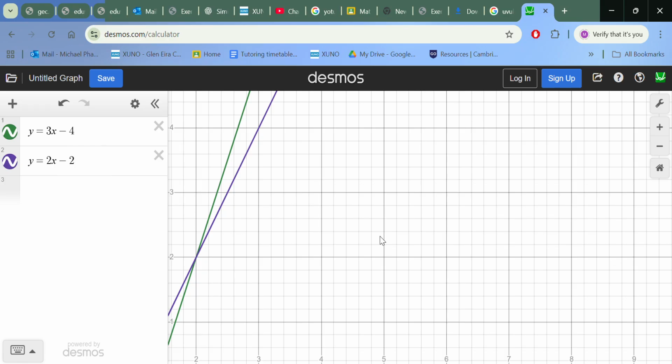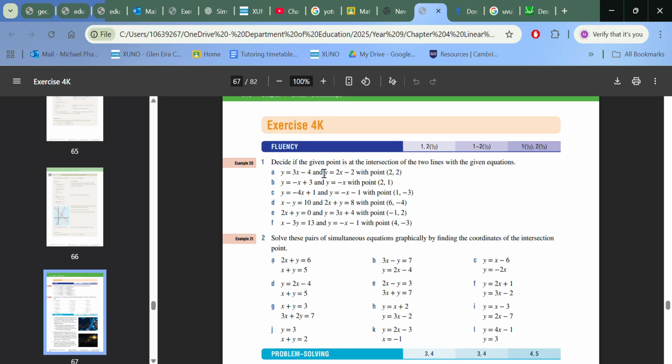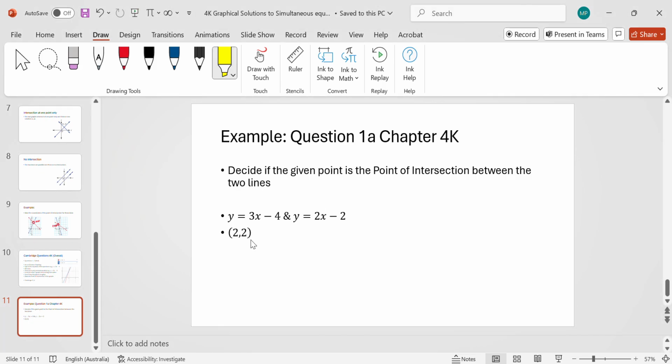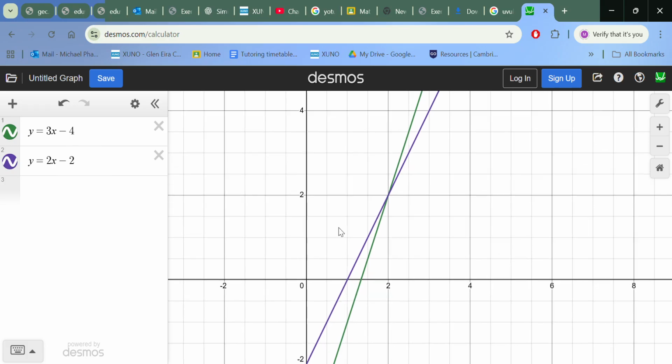Now, question one is asking, if you have a look at the textbook, let's just pull it up. Decide if the given point is at the intersection of the two lines of the given graphs. So they've given us the coordinate point 2 and 2. Okay. So that's the coordinate that we're sort of looking for. That's what we want. Okay.